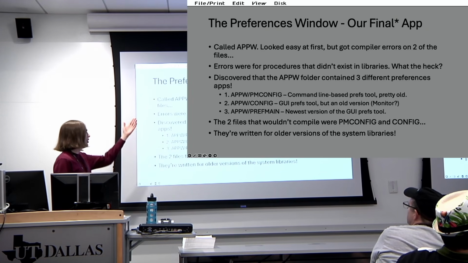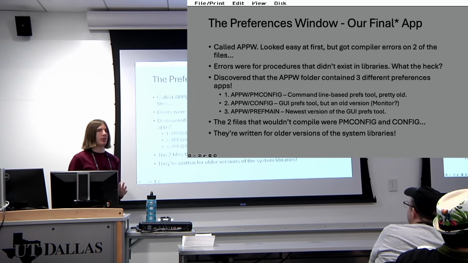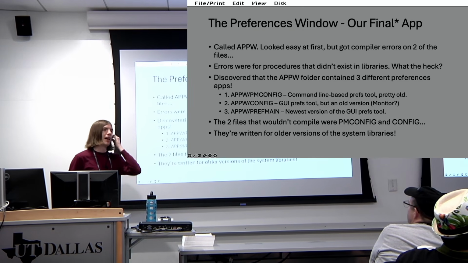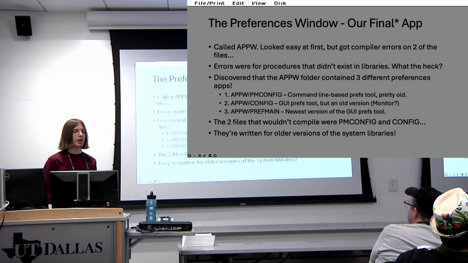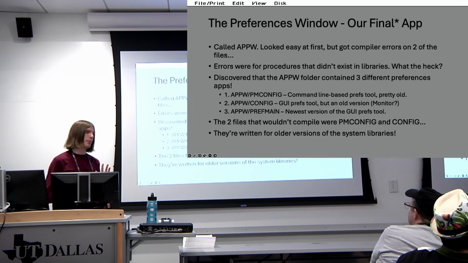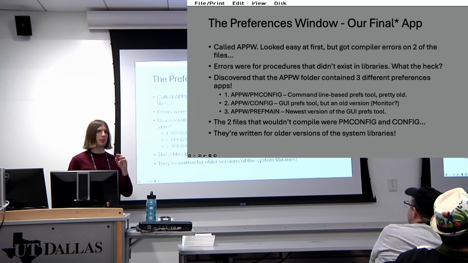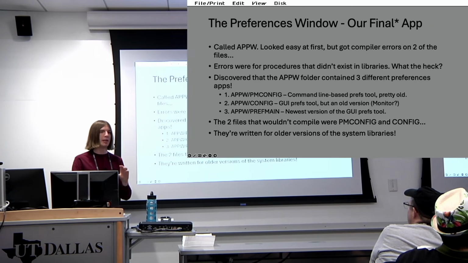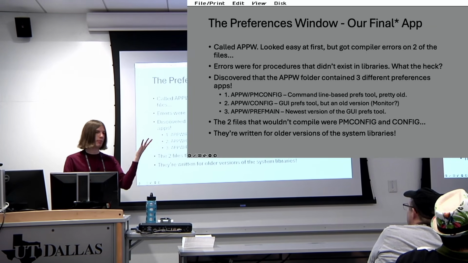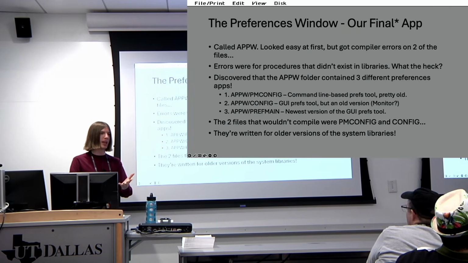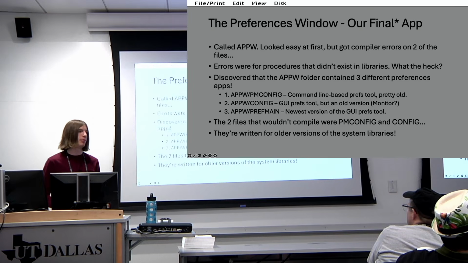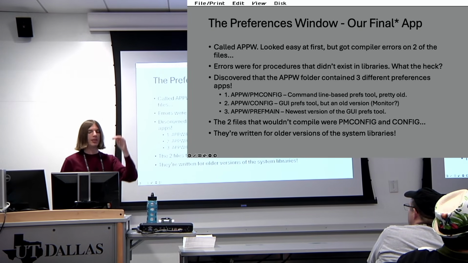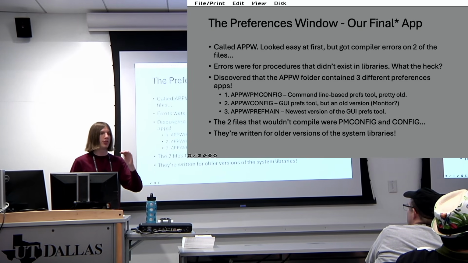But this is called APPW, and it seems straightforward at first, but there were actually a couple compiler errors. And I was scared at first, but it turns out it wasn't a problem. So the errors came from procedures that were being called, and the procedures were parts of certain Lisa libraries. But the procedures just didn't exist in the libraries that they were referencing. So I was like, what the heck? But I looked into it a little bit further, and I discovered that the preferences window contained 3 different versions of the preferences tool.